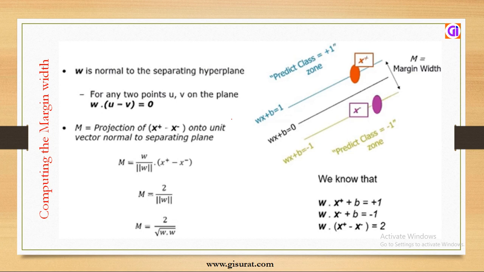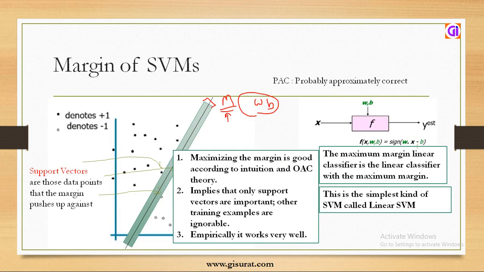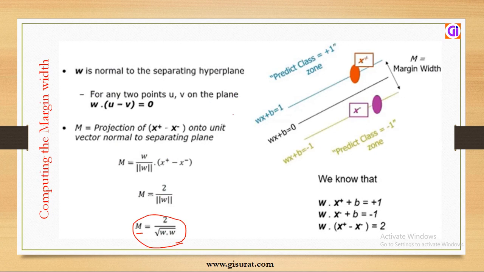Now after that, one more thing we learned is how to compute M. To maximize M, we have to formulate M in the context of W and B. After finding the SVM, the best line, we will have the line formula. And what is that line formula? That will be Wx plus B equals 0.